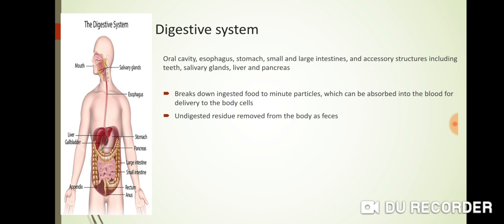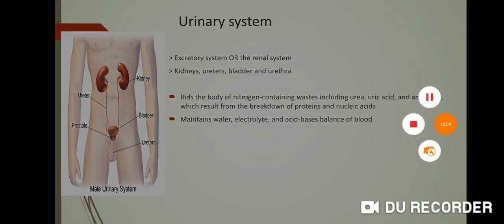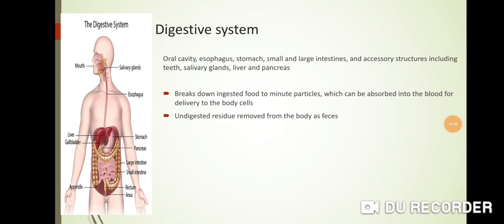While in digestive system, it is from the oral cavity down to the esophagus, stomach, small and large intestine, and other accessory structures such as the teeth and salivary glands, and major organs such as the liver and pancreas. It consists of these accessory structures for digestion.